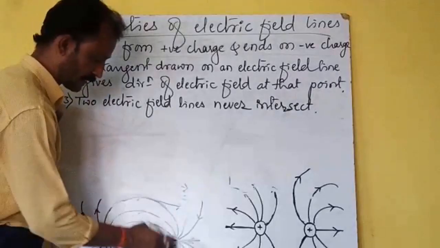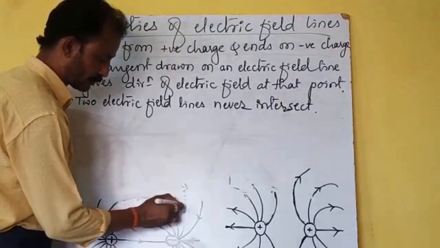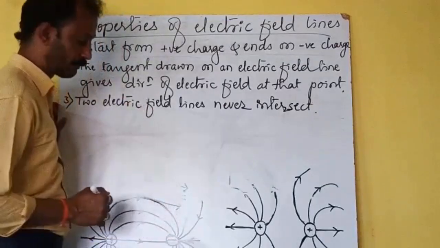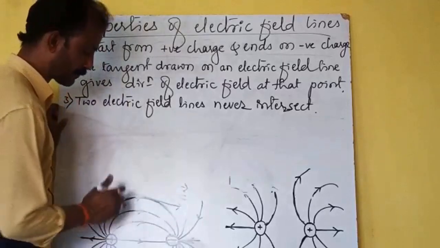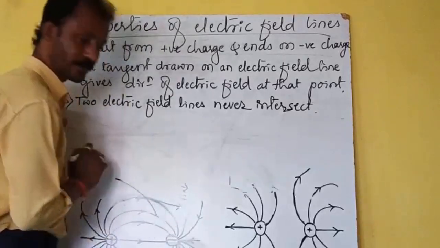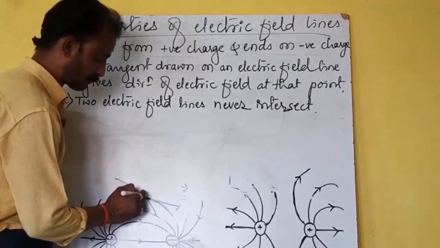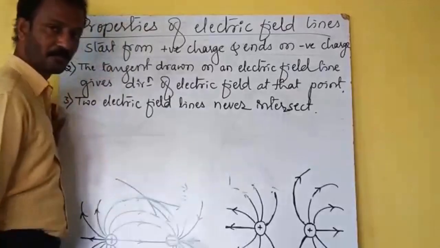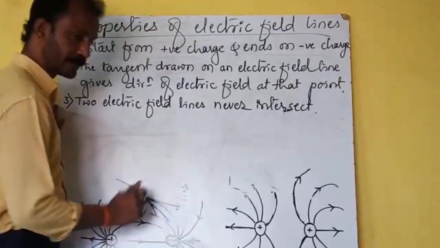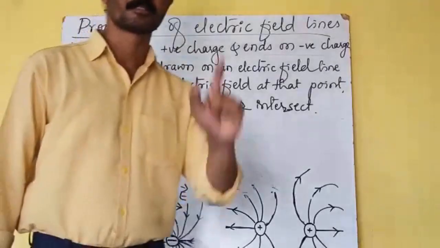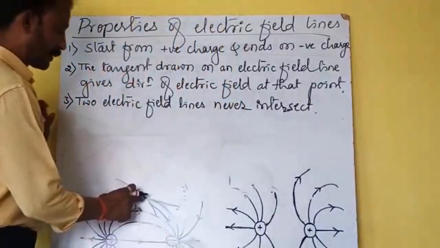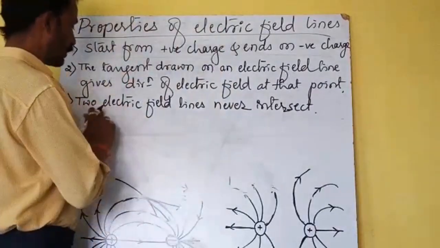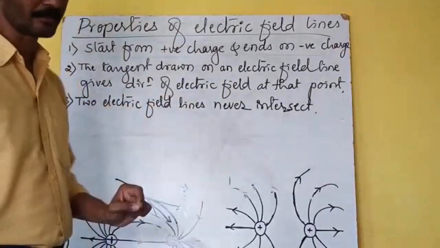See, consider these electric field lines. Here one tangent is drawn to this electric field line that gives the direction of the electric field. Suppose another line intersects at this point, then if we draw the tangent at this point, we get two directions of the electric field at a point. It is impossible. A positive charge tends to move along any one path, not along two paths at a time. So therefore two electric field lines never intersect.